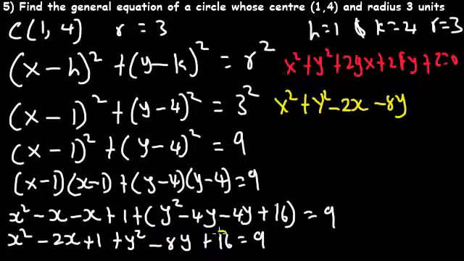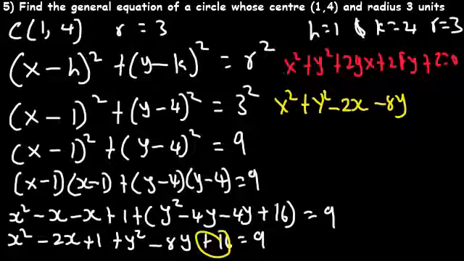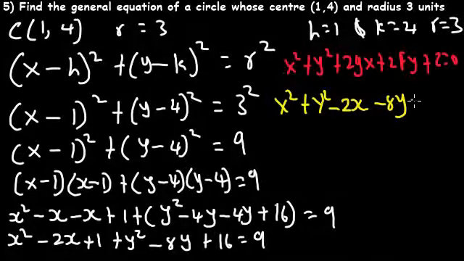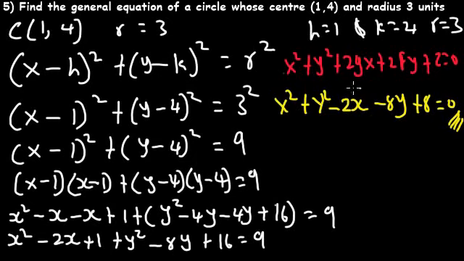Now start with 16 plus 1, that's 17. When this comes, it becomes minus 9, right? So 17 minus 9 gives us 8. So we have plus 8 equals 0. So this is our final answer. This is the equation of the circle in general form.